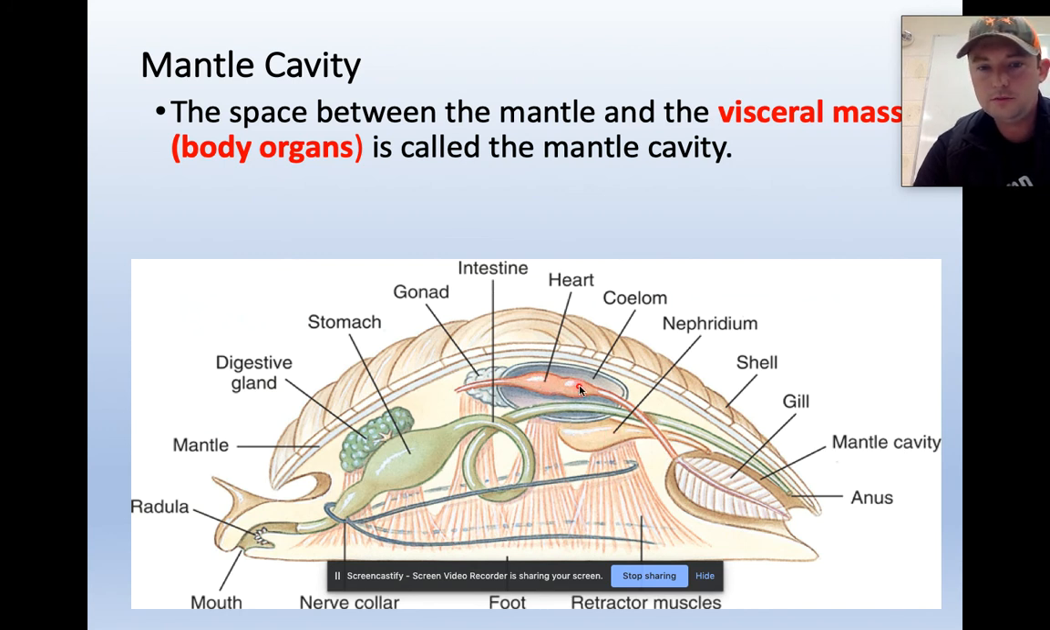Moving slightly up. Interestingly enough, the heart is on the dorsal side of a clam. It's surrounded by a coelom. Again, a coelom is just a body cavity, right? And the reproductive structure is shown here. If you ever open up a clam, before it's served on a half shell, whatever, so dissecting, you'll definitely be able to see a gill.